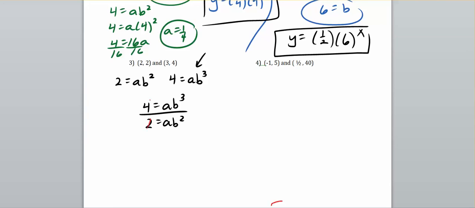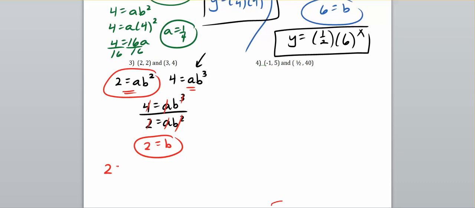So if I divide out, 2 goes into 4 2 times, the a's drop out, and b squared into b to the third is just b. So I'm halfway there because I have my b, but I have to find out what the a is. So you take either of the originals. I would choose the one with the smaller exponent just because it's going to be easier. And every place I see a b, I'm going to plug in a 2. So 2 equals a. My b was 2.